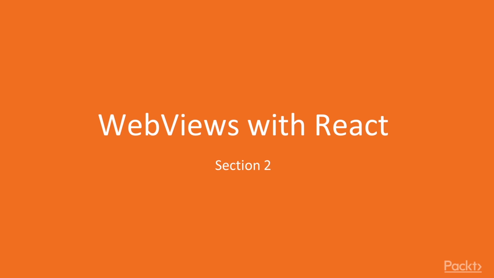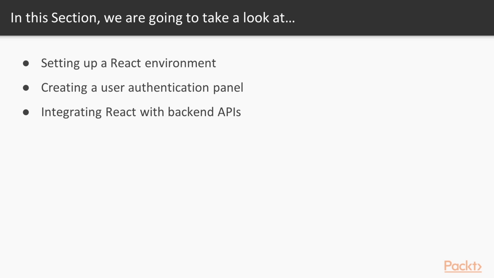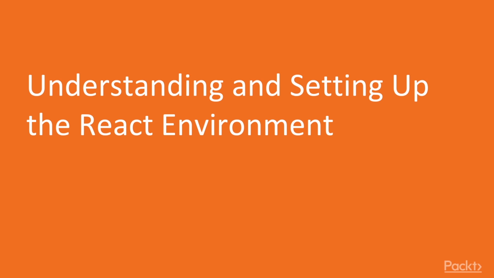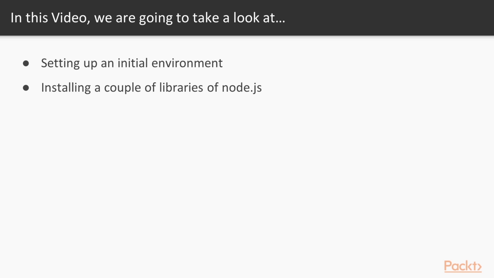Hi, and welcome to Section 2, Web Views with React. In this section, we will set up a React environment, create a user authentication panel, and integrate React with backend APIs. Now, we move on to the first video of this section that deals with understanding and setting up the React environment. In order to run React, we need to set up an initial environment, which includes installing a couple of libraries of node.js. We'll do that in this video.